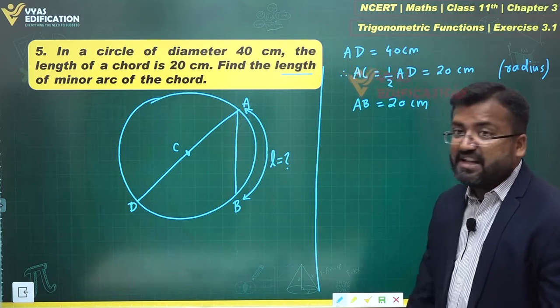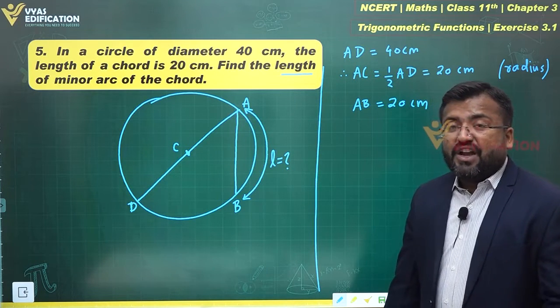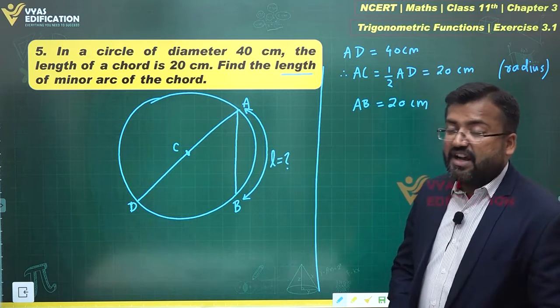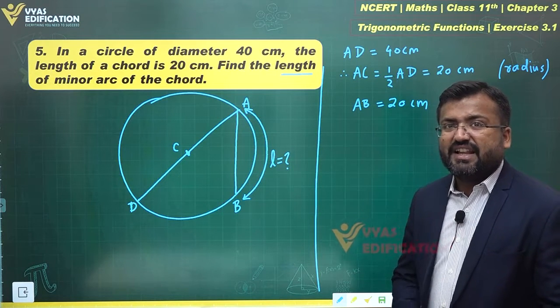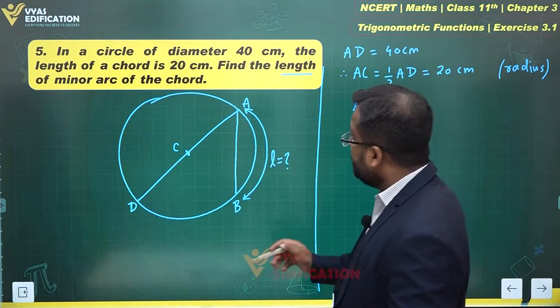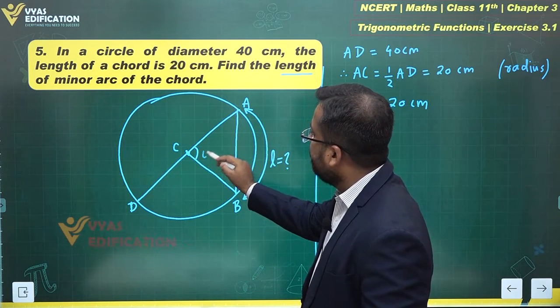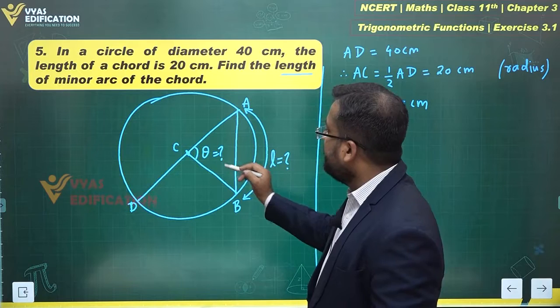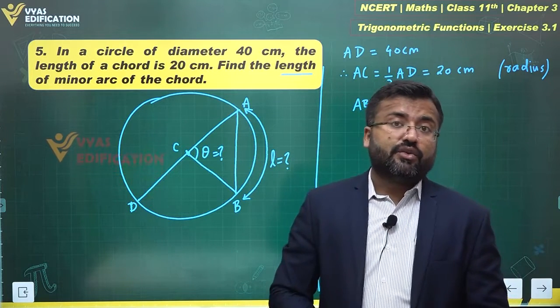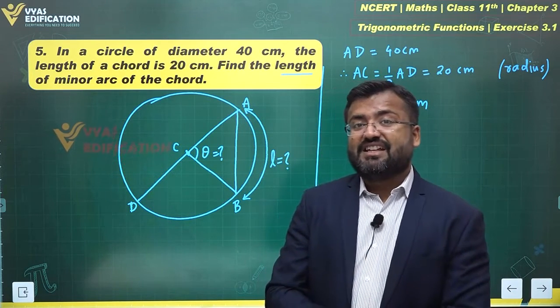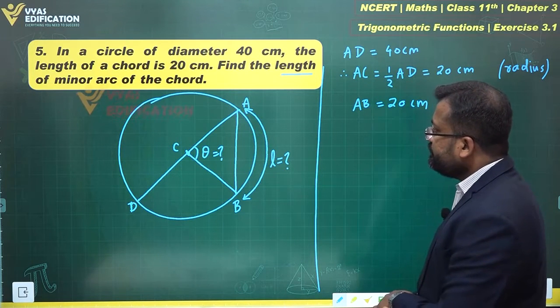How do we go about finding this length? If we are given the radius and we are asked to find the length, we can easily find the length if we can find the angle subtended by this arc at the center. That is this angle over here. Is the theta known to us? No, this theta is not yet known to us. But can we find this theta somehow? Let's take a look at this.